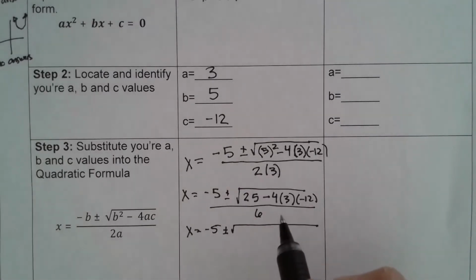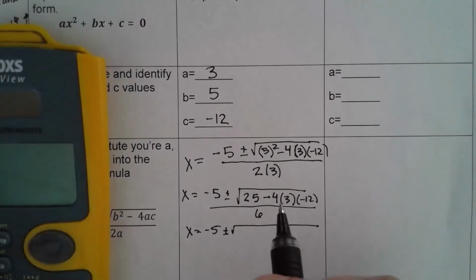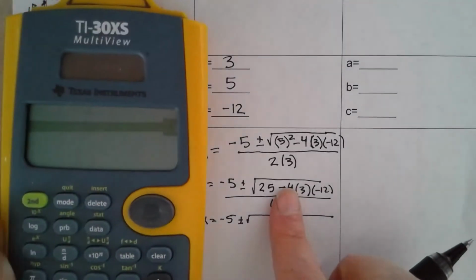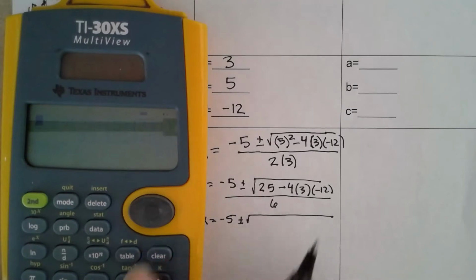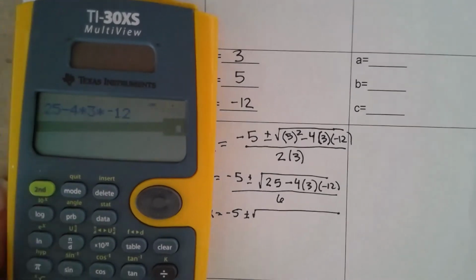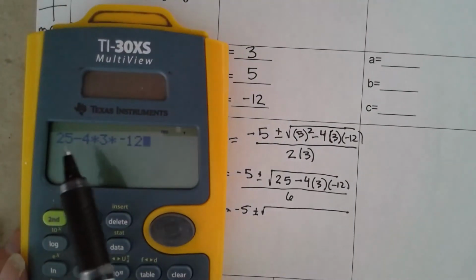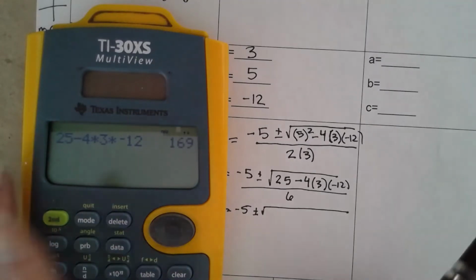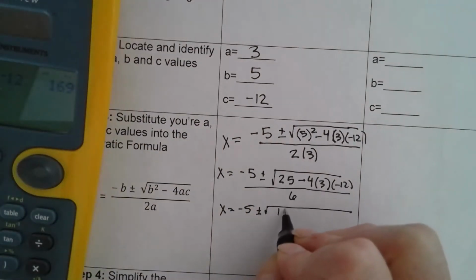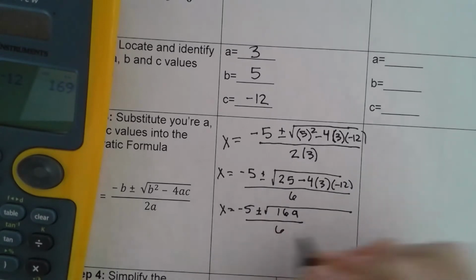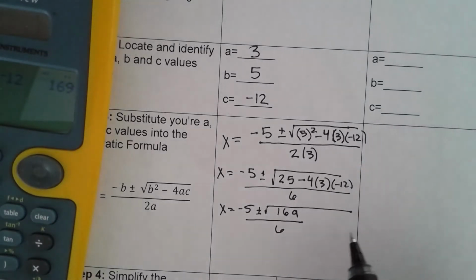Let's go ahead in our calculator. We're just going to type this all in at once. We're going to go 25 minus 4 times 3 times negative 12. Make sure you use your negative button. I don't know what type of calculators you have, but it should be just like this. Enter. So we get 169 over 6. I way overdrew that. Okay, so then let's do the square root.